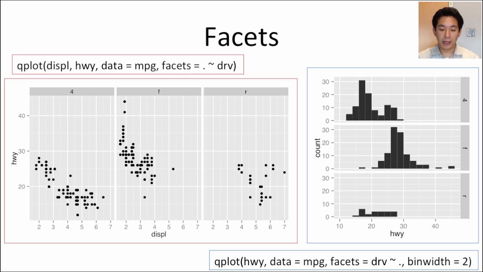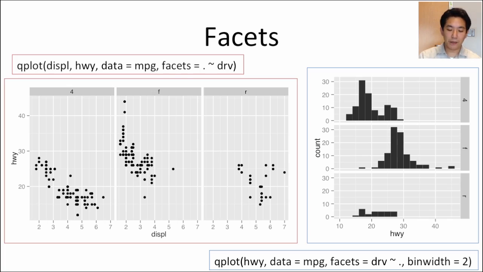The facets variable takes a format where there's a variable on the left-hand side and a variable on the right-hand side, and they're separated by a tilde. The variable on the right-hand side determines the columns of the panels, and the variable on the left-hand side indicates the rows of this kind of matrix here.